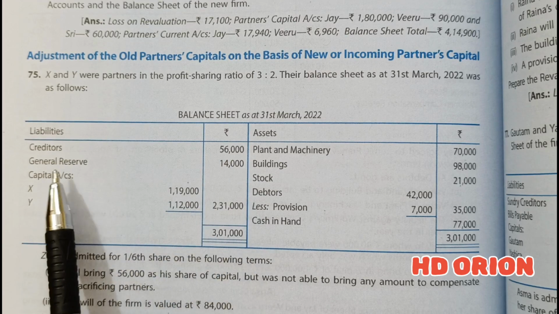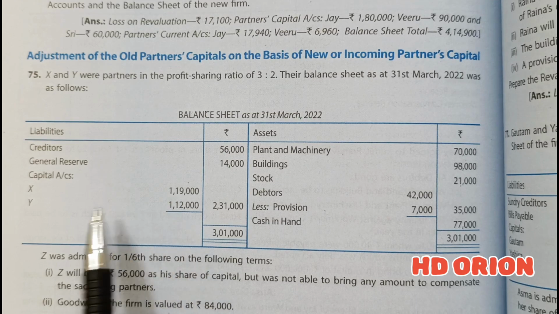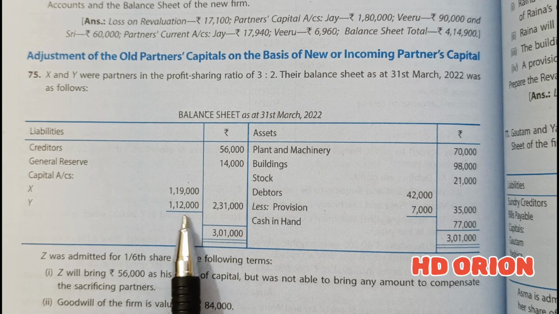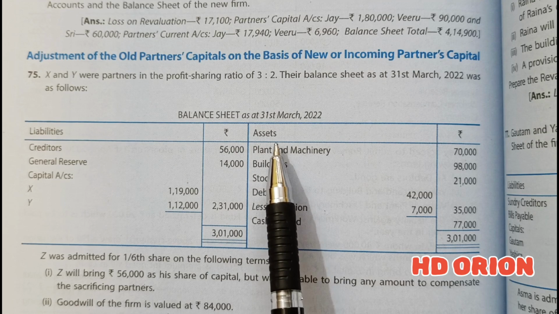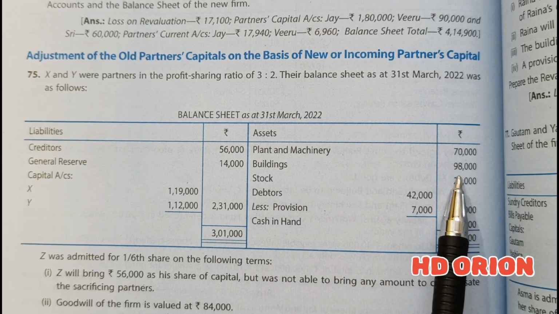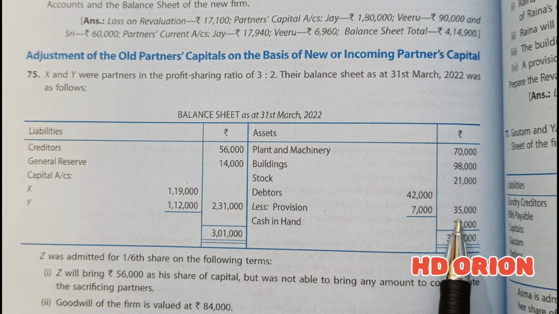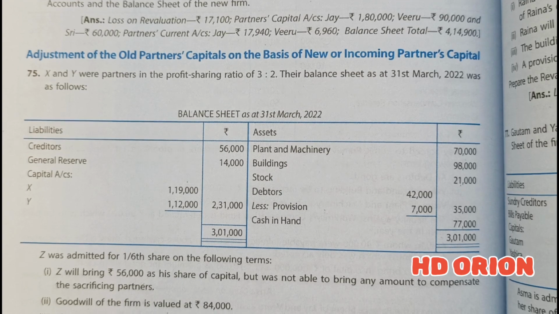Creditors rupees 56,000, general reserve rupees 14,000, capital X rupees 1,19,000, Y rupees 1,12,000. And on the asset side we have plant and machinery of rupees 70,000, buildings rupees 98,000, stock rupees 21,000, debtors rupees 42,000, less provision for doubtful debts rupees 7,000, in the outer column 35,000. Cash in hand rupees 77,000. Grand total of the balance sheet is rupees 3,10,000.